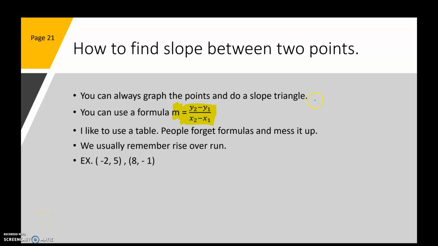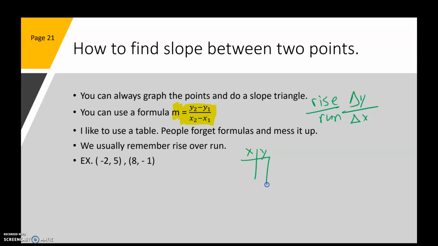I like to just think about rise over run. And so in math, we use these little symbols. The rise is how your y's are changing. That's what this little triangle means. And the run is how your x's are changing. So the change in y over the change in x. And that's what this formula is doing. But I personally like to look at this more along the lines of a table.